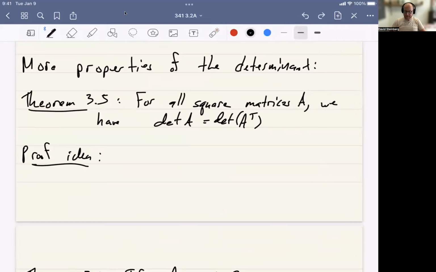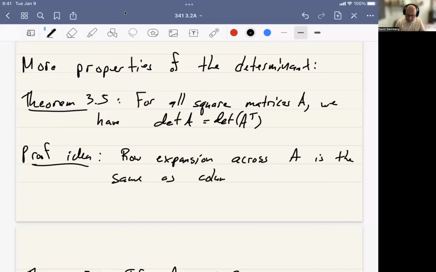This theorem 3.5 says for a square matrix A, the determinant of A is equal to the determinant of A transpose. And the proof idea here is: row expansion across A is the same as column expansion across A transpose. And that isn't a proof, that's just my quick sketch. There's a proper proof in the textbook. This is just the idea that row expansion across A is the same as column expansion.